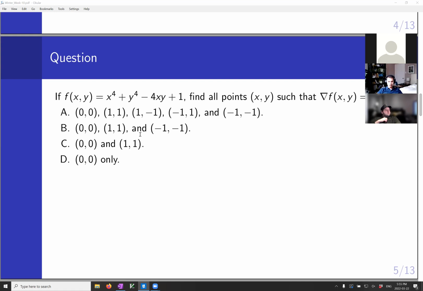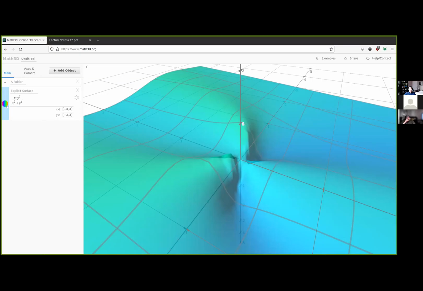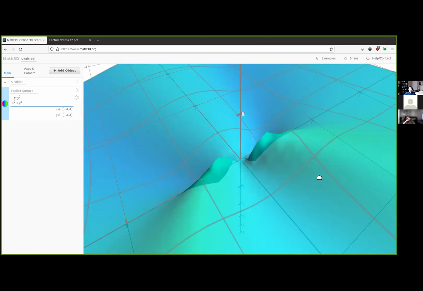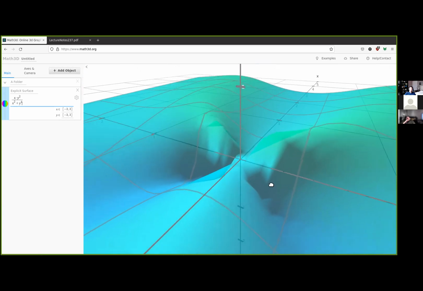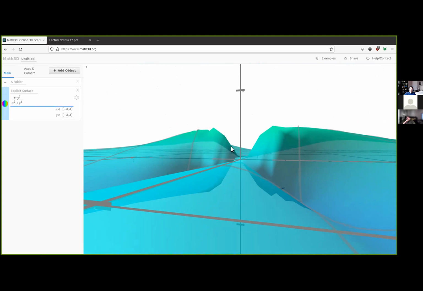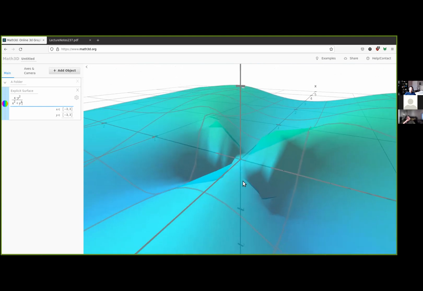Okay, now while you guys are working on that as well, let me share with you another function. So hopefully you've memorized this: x to the 4 plus y to the 4 minus 4xy plus 1. Here, I'm going to show you a different function: xy squared divided by x squared plus y to the 4. It's a little bit hard to tell, but it's so badly behaved near 0 that the graphing software doesn't even know what to do. You can see here it starts to freak out. It gets upset. That looks horrible.